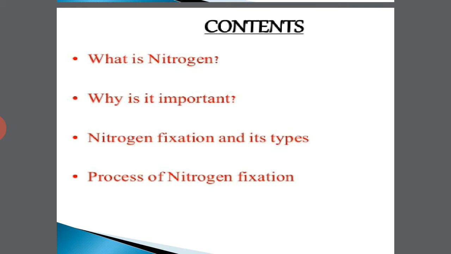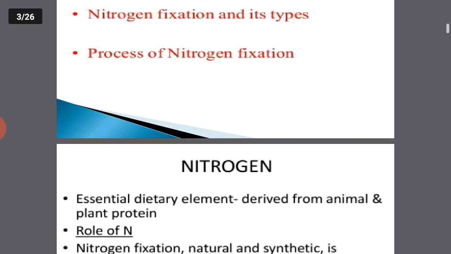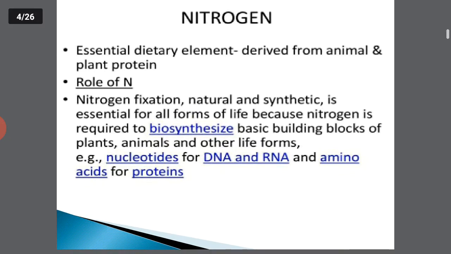So first we will move to what is nitrogen. Nitrogen, you can see, is an essential dietary element derived from animal and plant proteins. Role of nitrogen: nitrogen fixation, natural and synthetic, is essential for all forms of life because nitrogen is required to biosynthesize basic building blocks of plants, animals, and other life forms. Examples are nucleotides or DNA, RNA, amino acids, and proteins.